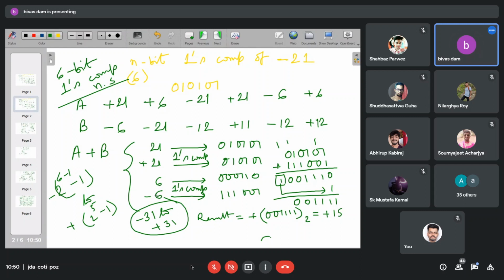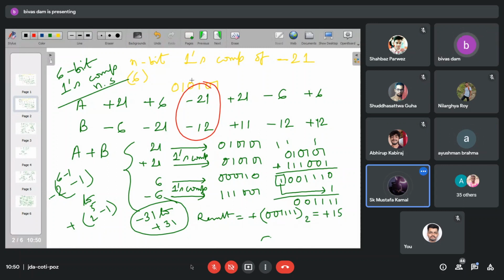Now, when you are going for this addition, what is the required result? Minus 33. Can it be accommodated by this 6-bit ones complement number system? No. What about here? Plus 32. Once again, that can also not be accommodated within this 6-bit ones complement number system.